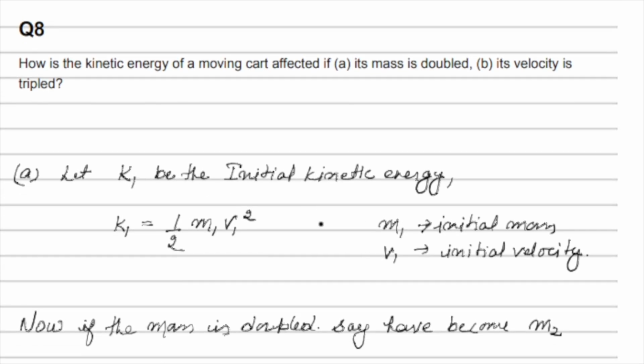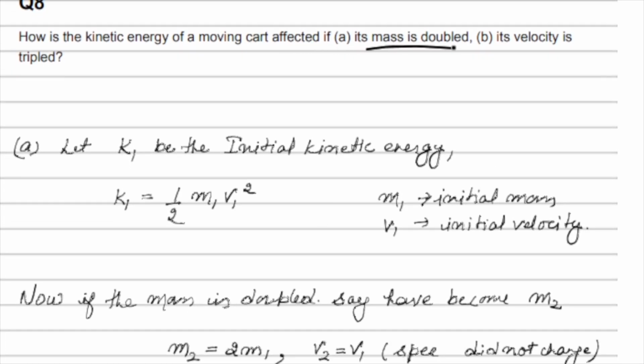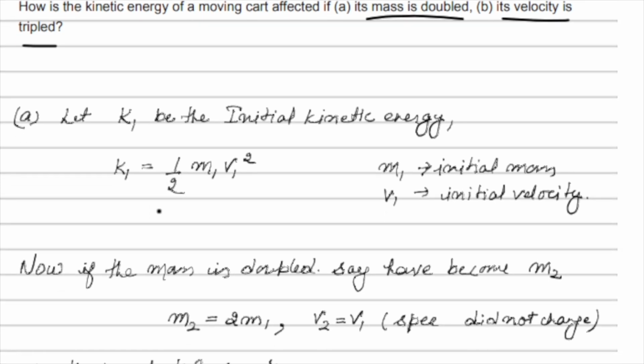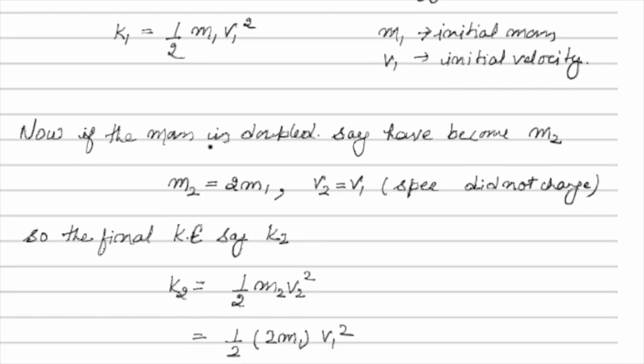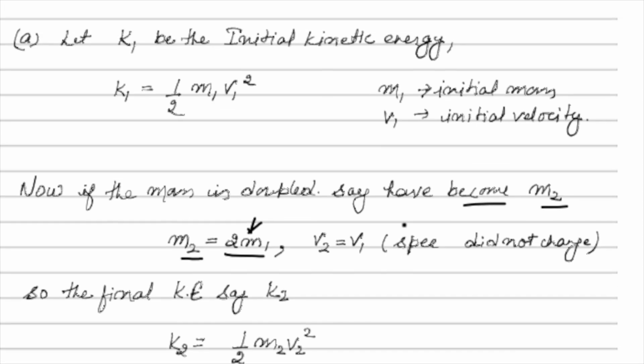Question number 8. How is the kinetic energy of a moving cart affected if its mass is doubled and its velocity is tripled? So we are making some changes, and we are asked how the kinetic energy will be affected. So let's say the initial kinetic energy was half m1 v1 square. m1 is the initial mass, v1 is the initial velocity. And now let's do the changes which they are asking. Now, if the mass is doubled, say we make it m2, the second case final mass is double the initial mass. So we can say m2 is equal to 2m1.